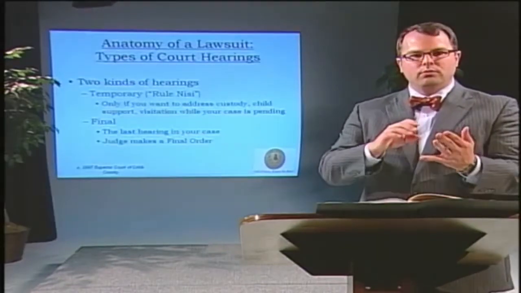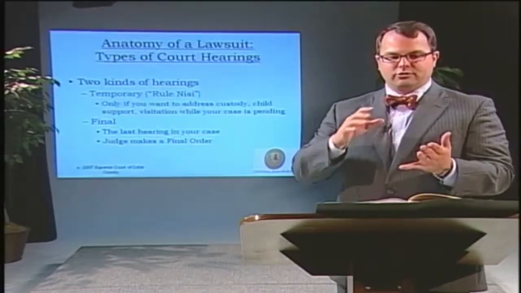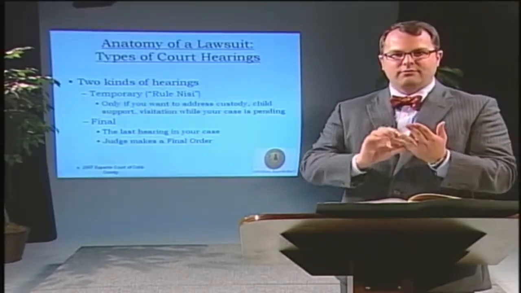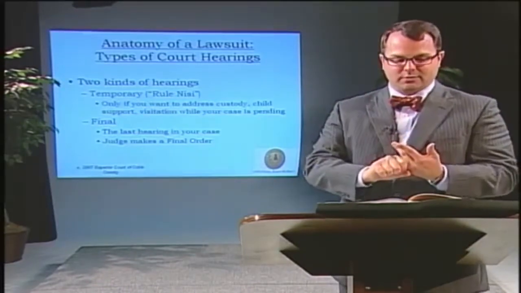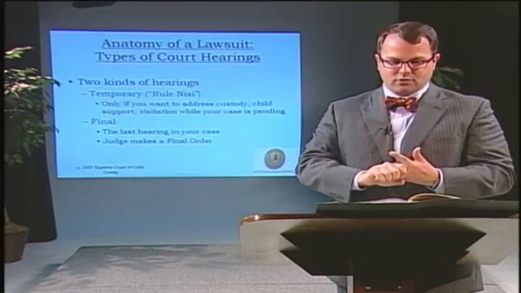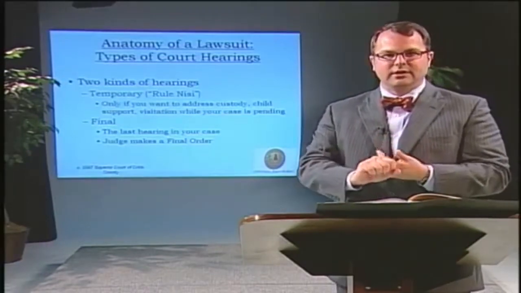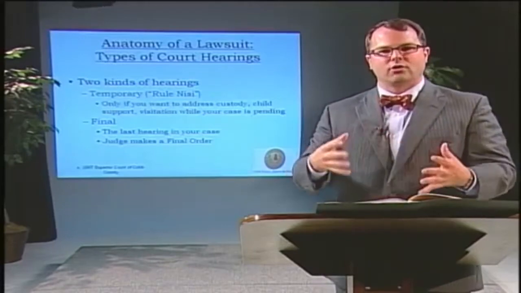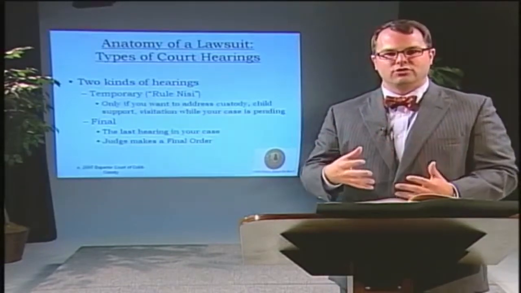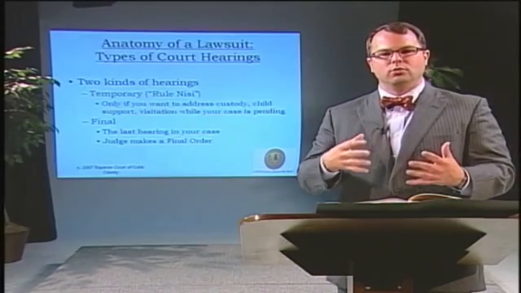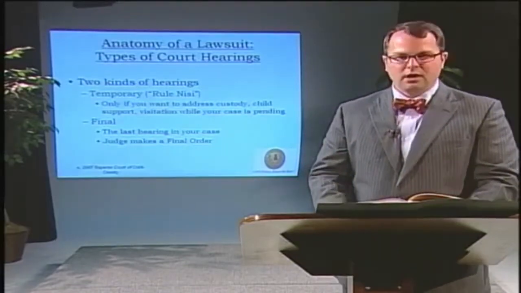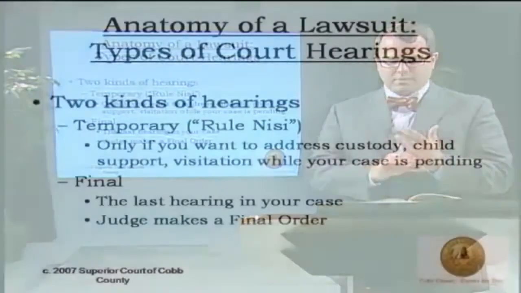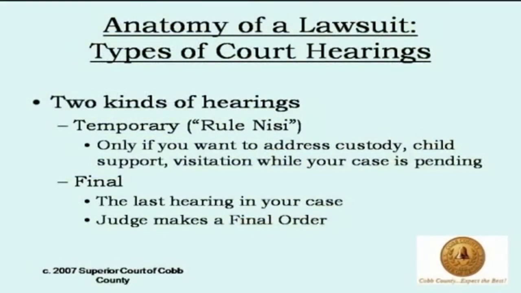So at this point, we're now moving along in the lawsuit process. We've determined what kind of case we have. We've filed that case in the proper venue. We've had it served. The other party has responded. And so now you proceed to the point of the lawsuit where you actually go to court and have your case heard. You present evidence that the judge uses to rule upon, to issue a ruling in your case. There's two types of hearings. There are temporary hearings, and then there are final hearings.